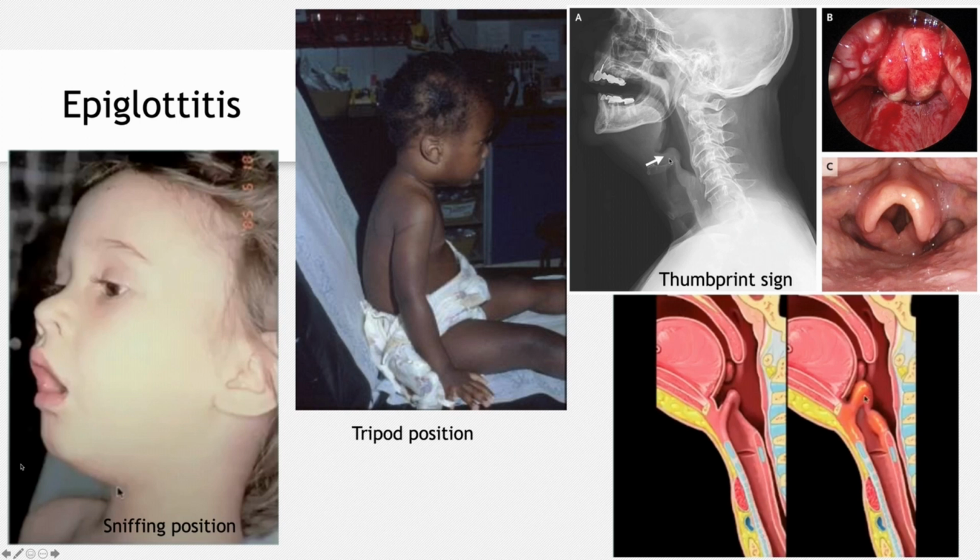This right here is a radiologic finding called the thumbprint sign. If you take your thumb and put it there, you'll notice that the epiglottis here is swollen. The normal epiglottis should look almost like a little flap, like a coin, and this is much thicker. So we know that that is definitely abnormal. This is another picture, a normal epiglottis here and an infected epiglottis. As you can see, there is no room for air to pass, and that is why patients die when they have epiglottitis.